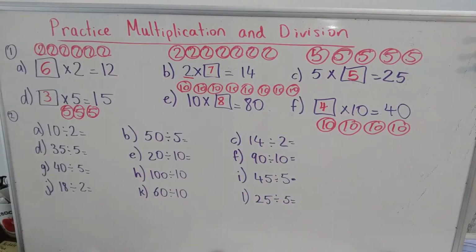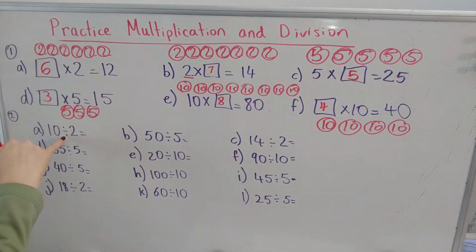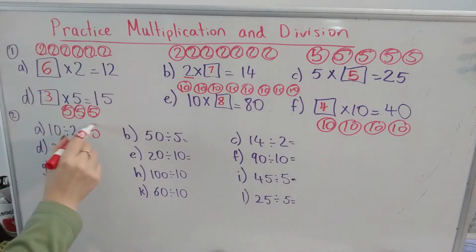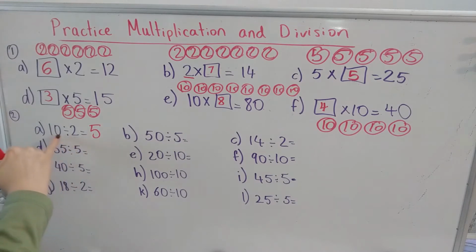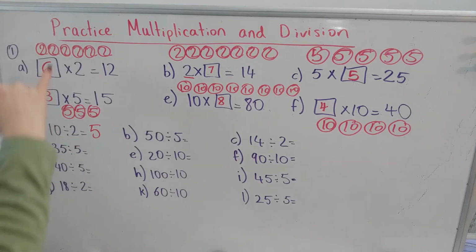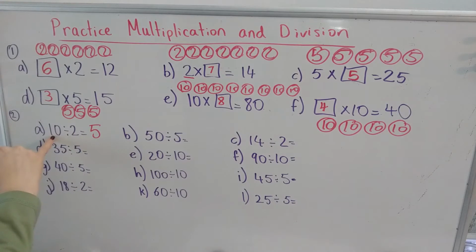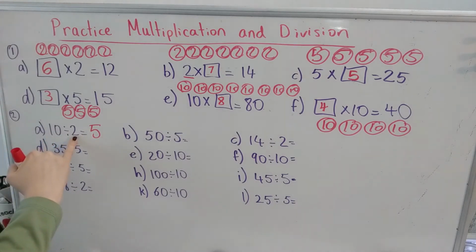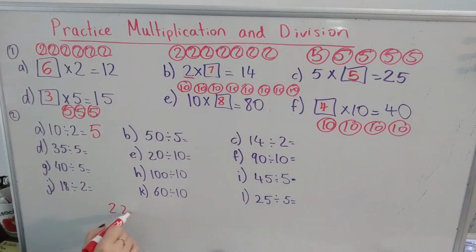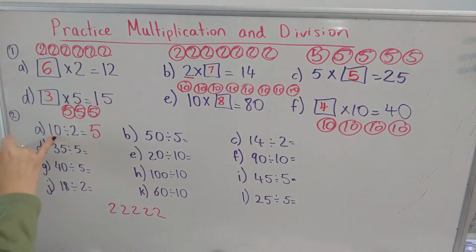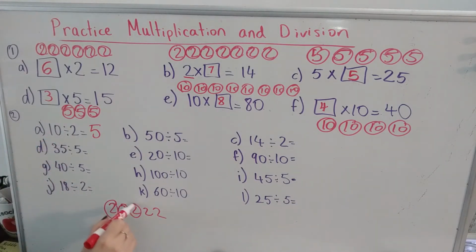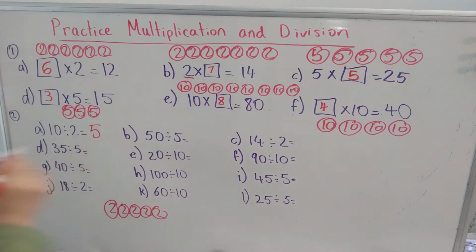Now let's move on to practicing some division problems, which is the opposite of multiplication. 10 divided by 2 is 5. It's like saying 5 times 2 is 10 or 2 times 5 is 10. How many 2's are in 10? You can use the same strategy we used up here. So inside of 10, how many groups of 2 are there? You can say 2, 4, 6, 8, 10. I reached my 10. How many groups were in there? 5. And there's my 5.